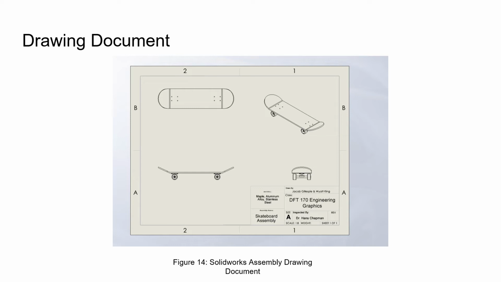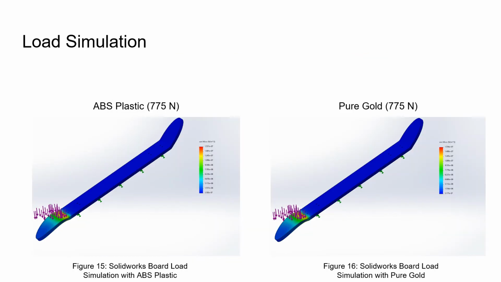The materials of this were made out of maple, aluminum alloy, and stainless steel. The aluminum alloy was used for the trucks and the plates and the bearings, and the stainless steel was used for all the screws and nuts. The rubber was for the wheels, and the maple wood was for the board. And this is our drawing document.